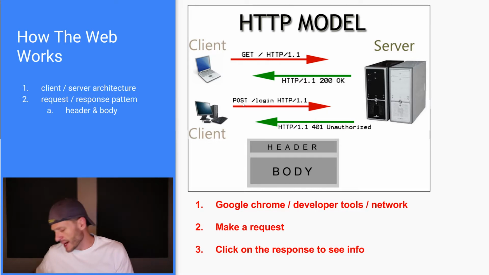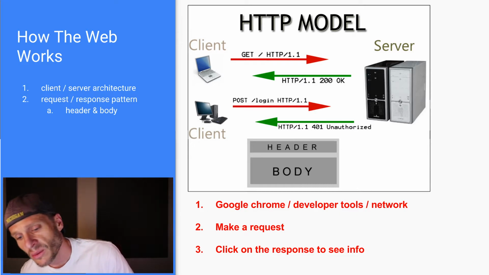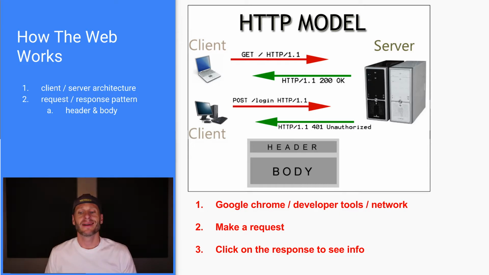And so you can see this in action if, again, we go into Developer Tools. So we'll go to Google Chrome, Developer Tools, the Network tab, and we're going to make a request, and then we're going to click on the response to see info. I have to look around like that because my microphone is right there, blocks the lower part of my screen.